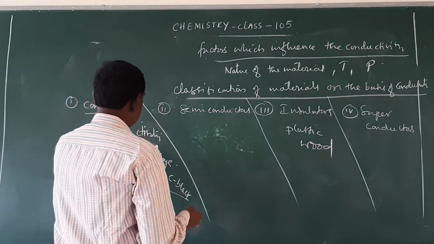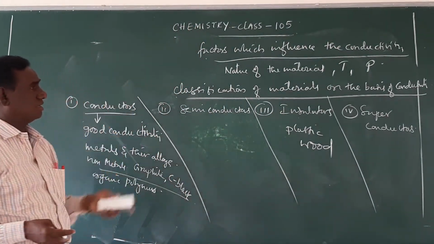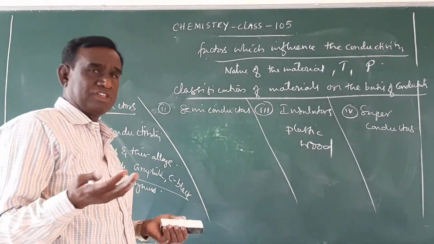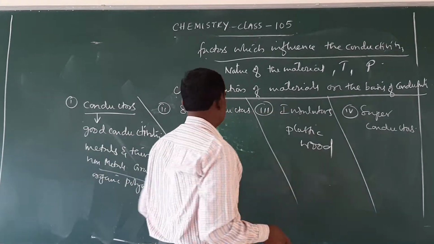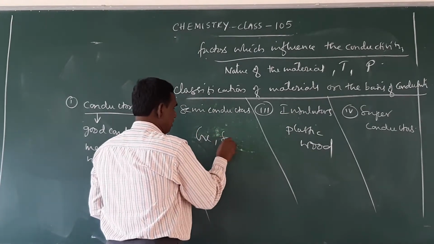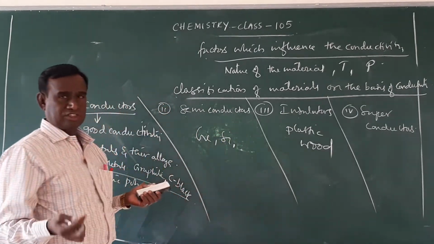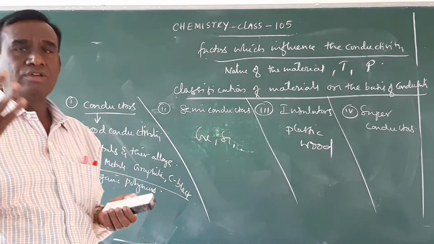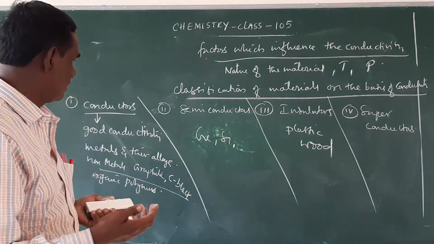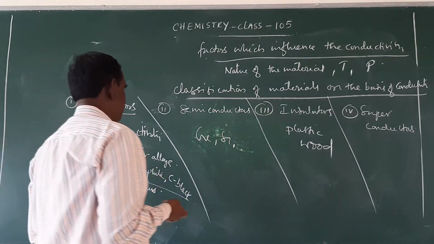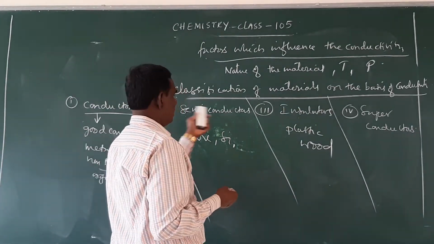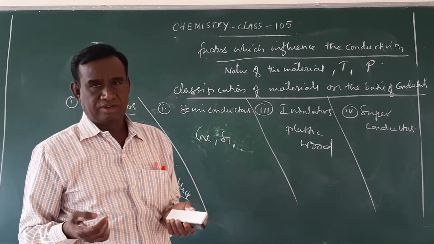But semiconductors are substances whose conductivity is in between conductors as well as insulators. That is germanium, silicon. These substances are used in electronic devices. All these substances are called semiconductors.